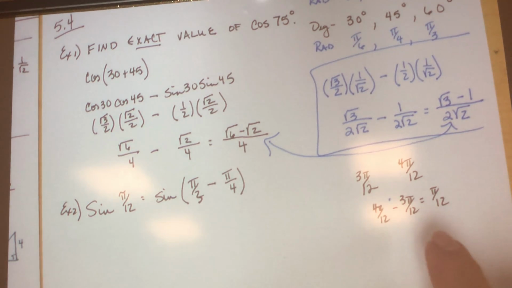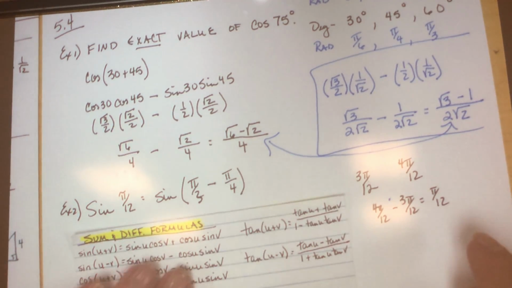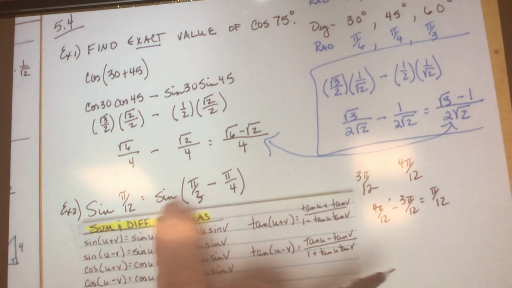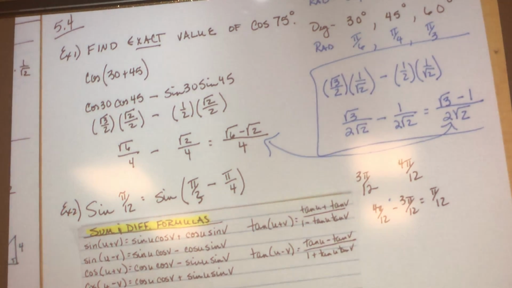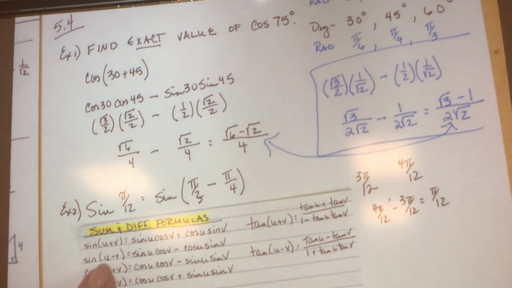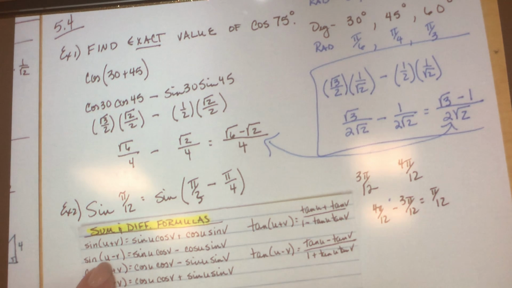Can you find a formula that matches this? I want the sine of something minus something. It's the second one. So it's going to be the sine of the first, cosine of the second, minus cosine of the first, sine of the second. Are you with me?